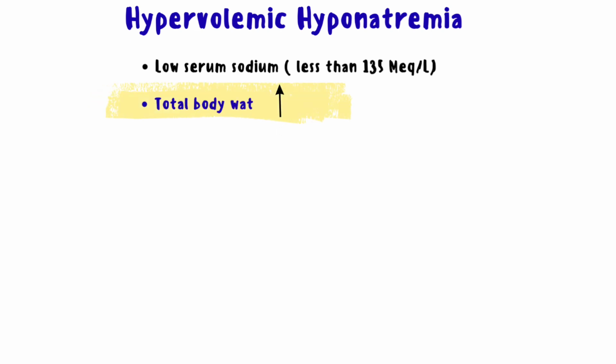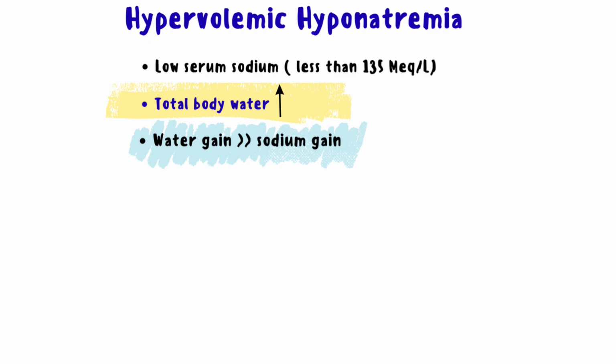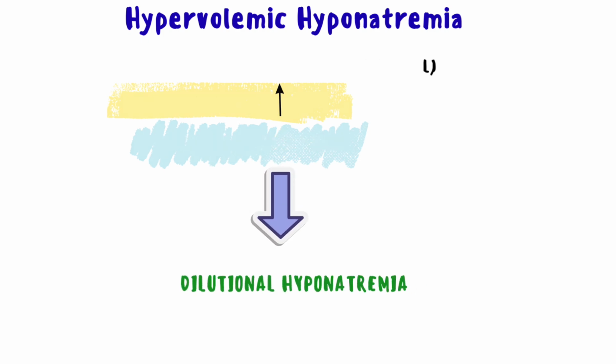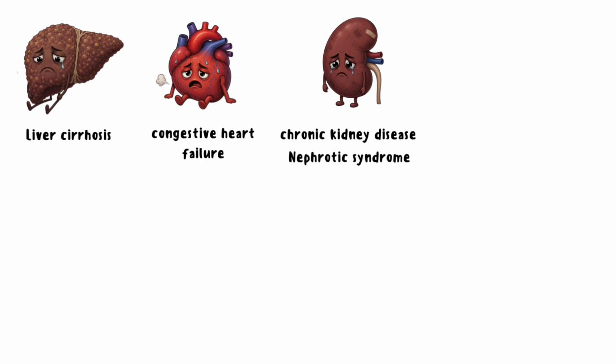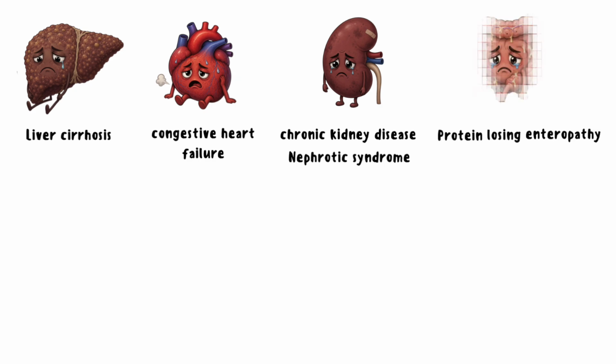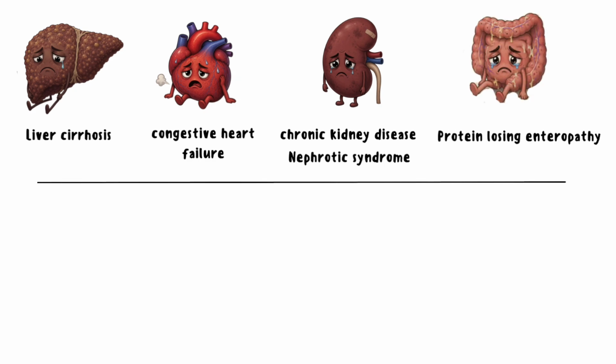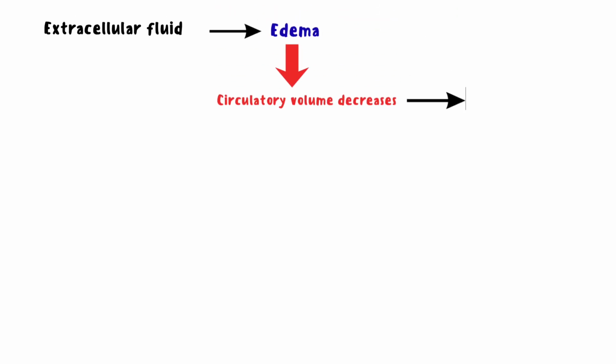Water gain is proportionally greater than sodium gain, which eventually causes dilutional hyponatremia. In conditions like liver cirrhosis, congestive heart failure, chronic kidney disease, nephrotic syndrome, and protein-losing enteropathy, the extracellular fluid increases, which causes edema, but the circulatory fluid volume decreases, which activates the renin-angiotensin-aldosterone system, which causes sodium and water retention.